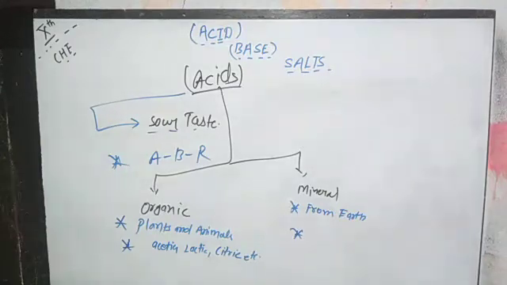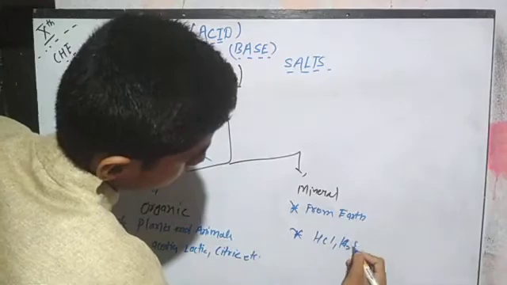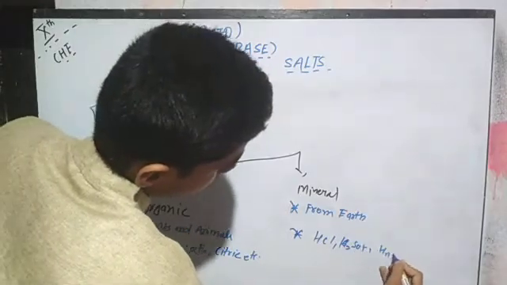Mineral acids are hydrochloric acid, sulfuric acid, nitric acid. As I told you, mineral acids are mostly strong acids which we get from the minerals available on our earth. Now we are going to see the strength of acids. So let's start. For example, we can write here HCl, H2SO4, HNO3.